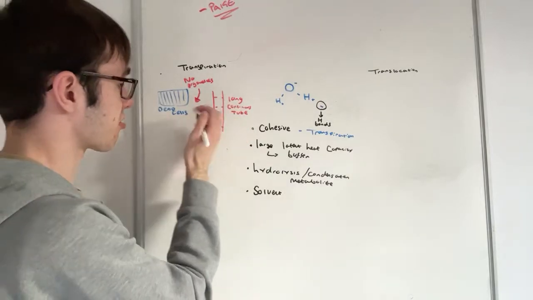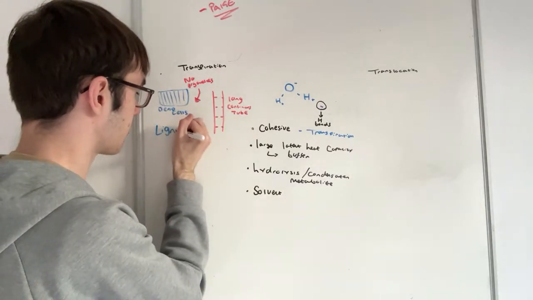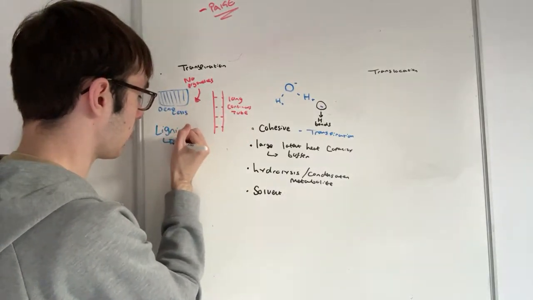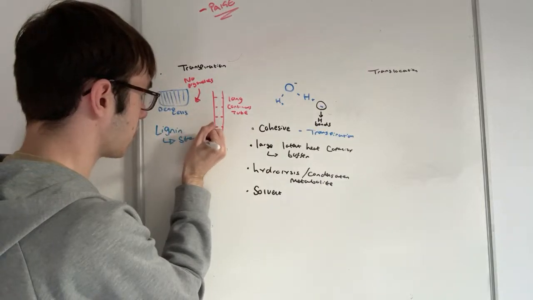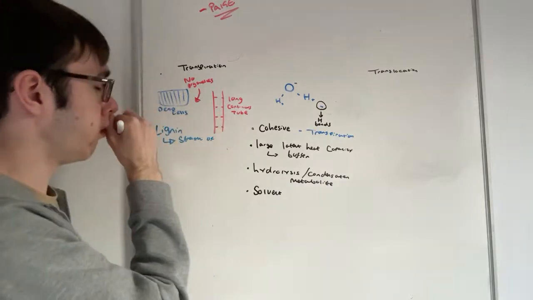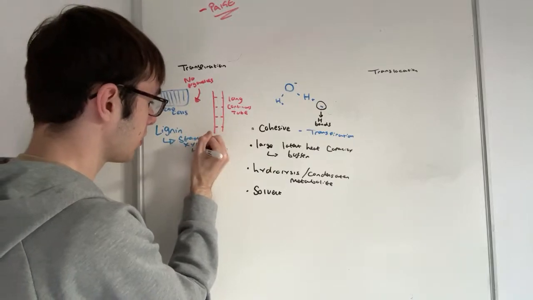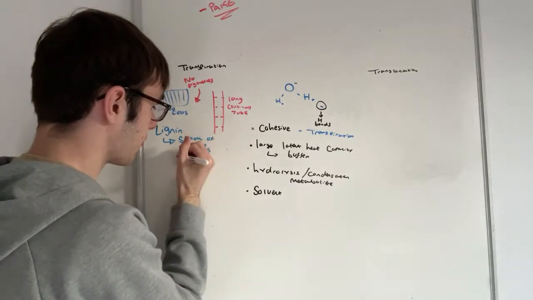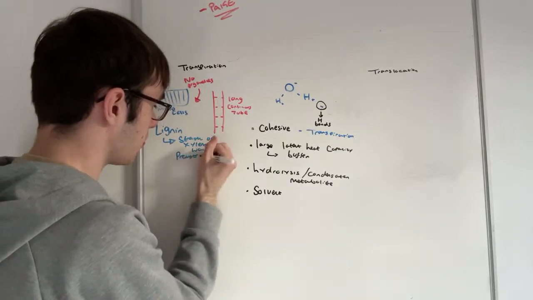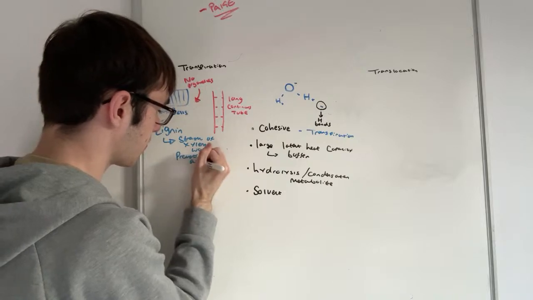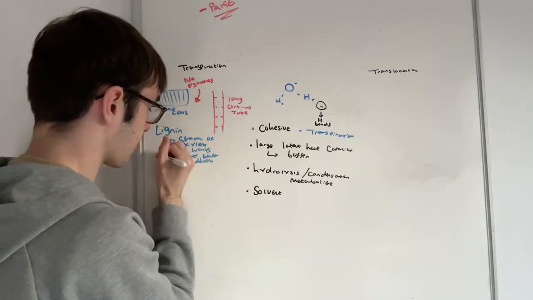It's a long continuous tube, and obviously the lignin helps with the strength of the xylem wall, and prevents water adhesion because it's waterproof.